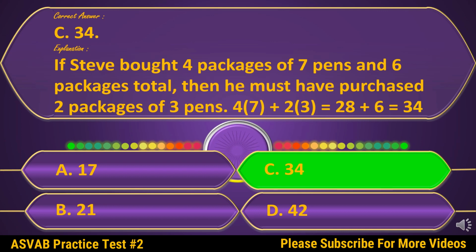If Steve bought 4 packages of 7 pens and 6 packages total, then he must have purchased 2 packages of 3 pens, which is 4 into 7 plus 2 into 3, equal to 28 plus 6, which is equal to 34.